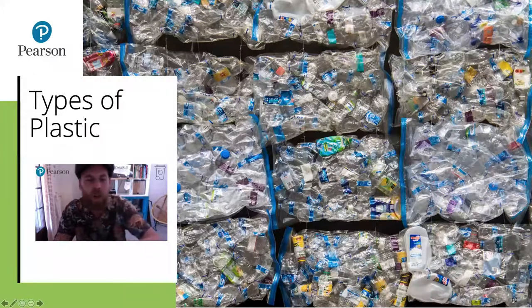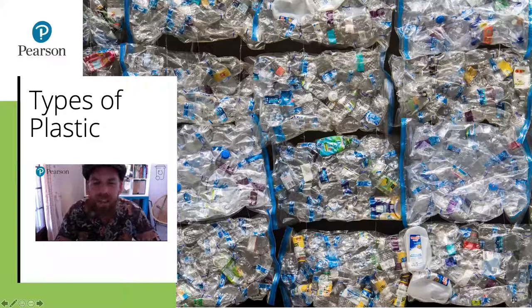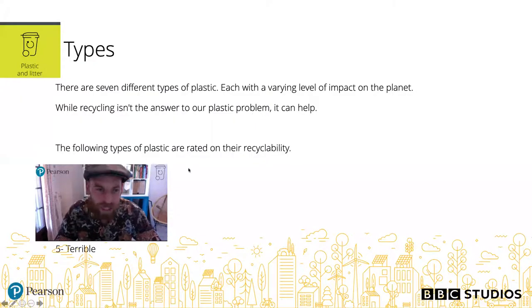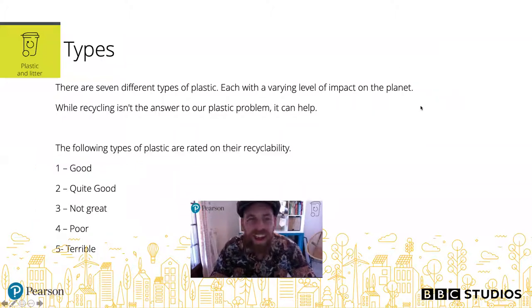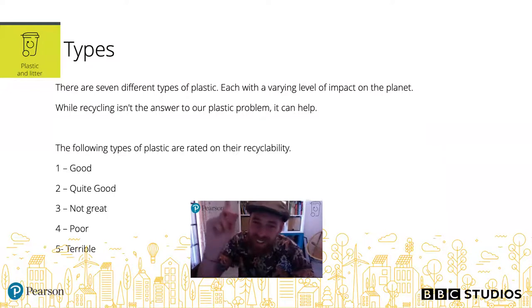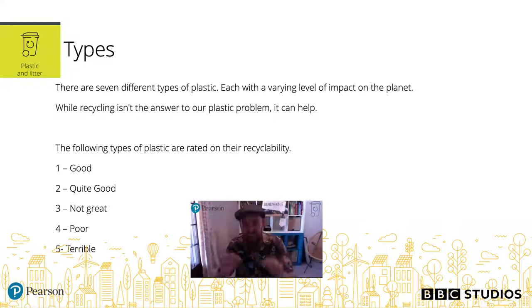Don't worry, it's okay. We've moved on to plastics, and we're going to look now at all the different types of plastic. There are 7 different types of plastic with a varying level of impact on the planet. While recycling isn't the answer to our plastic problem, just remember, recycling is the last option. You know, reduce, reuse, recycle. There's also refuse. There's also rethink. You can also upcycle. There are so many things we can do before recycling, because this is a horrible fact.